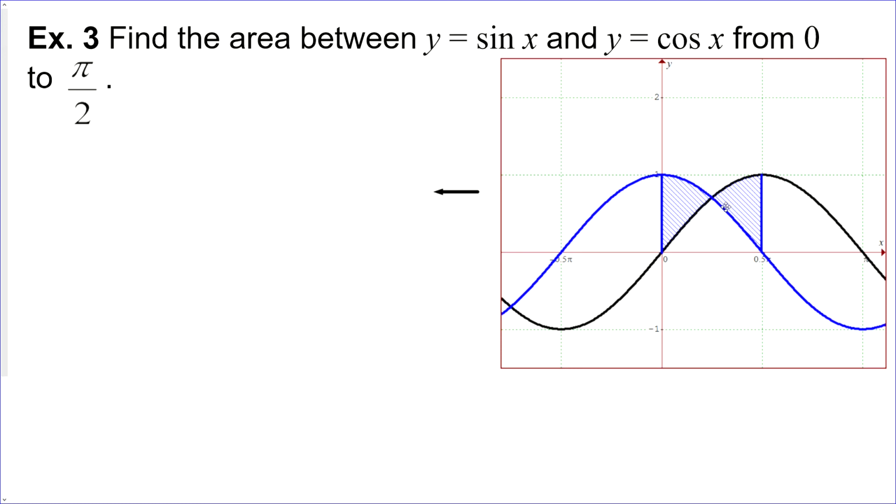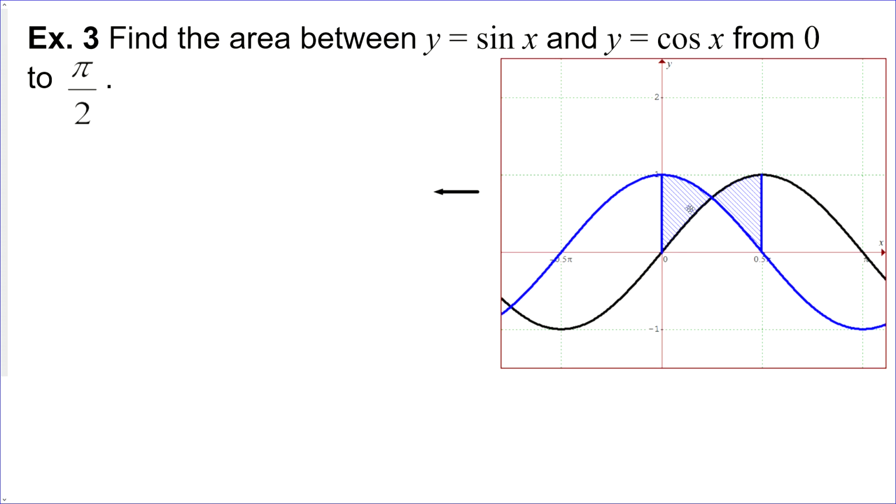So if we had to do this the long way, we'd have to take the area under cos x from 0 to pi over 4, subtract the area under sine x from 0 to pi over 4. Then we'd have to take the area under sine x from pi over 4 to pi over 2, and subtract the area under cos x from pi over 4 to pi over 2. And that would be fine. It would get us the answer, but it's a lot of work.